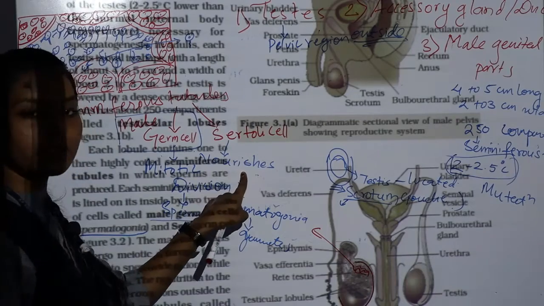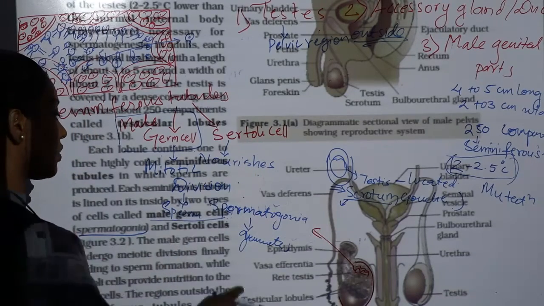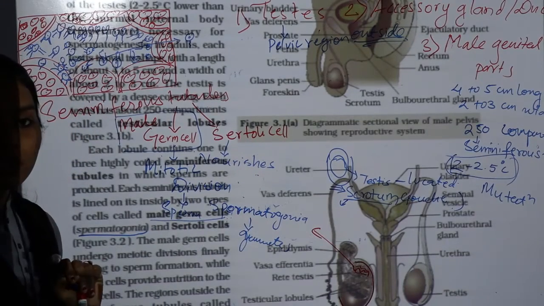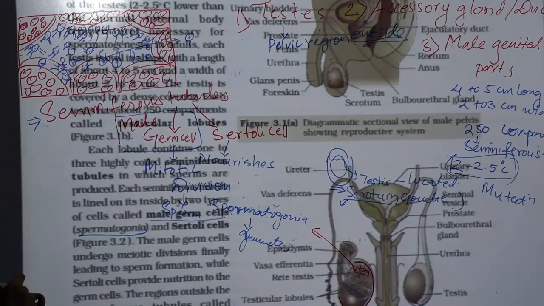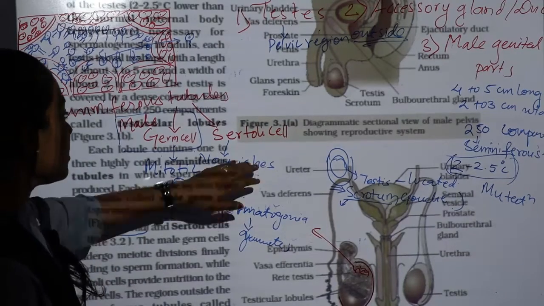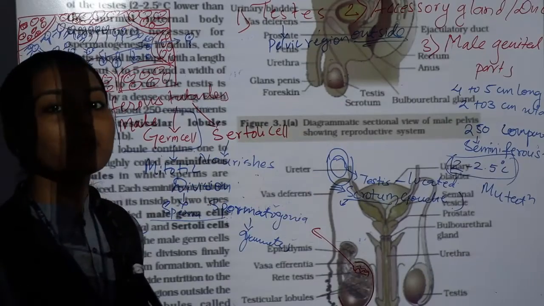Regarding Sertoli cell, it is what? Nourishment. It provides nourishment for the formation of sperm cells. I hope you are clear with this part. We have seen up to the seminiferous tubules.